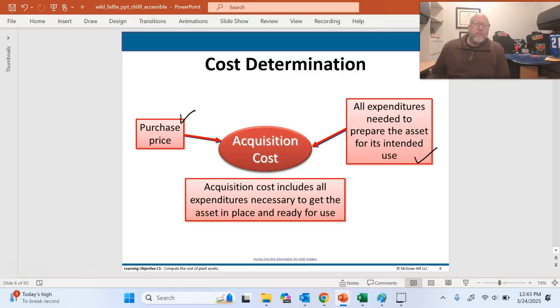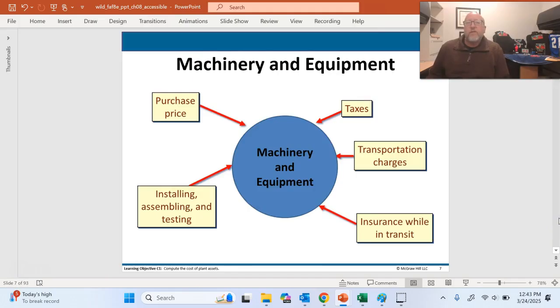All right. So let's go through some specifics. Machinery and equipment. Again, we were talking about the purchase price. Oftentimes, we'll incur taxes when we acquire machinery and equipment. The taxes would be included as the cost of the machinery. If I had to pay transportation charges, right? If I incurred or paid for insurance to have the machine sent to our location, right?